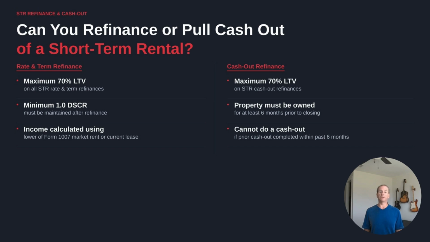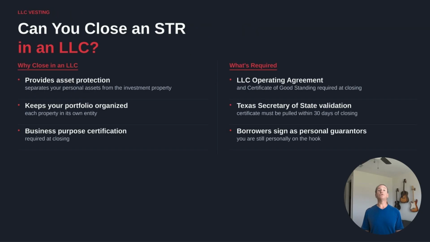When they calculate their income, you're using that Form 1007, which is an appraisal form. Properties must be owned for at least 6 months straight from the seasoning standpoint to get a new appraisal value. And you cannot do a cash out refinance again within 6 months. Keep that in mind. Can you close your short-term rental in an LLC?